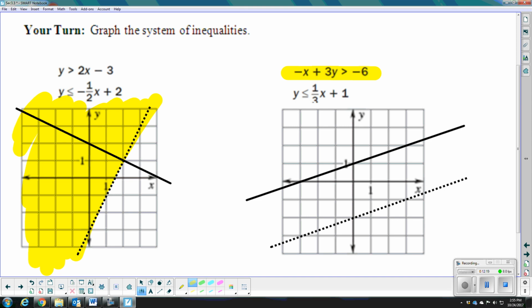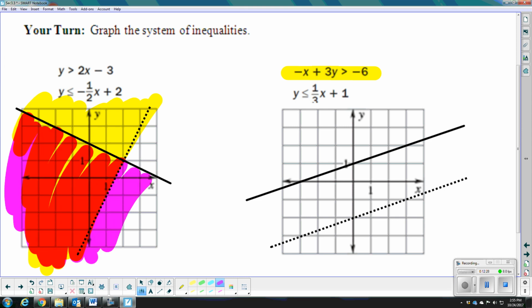Did you shade the top or bottom? Bottom. All right, so your solution is that reddish area.